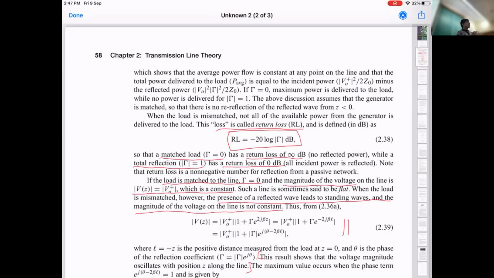But when I said that there is no perfect matching, you will never have a situation in reality where it is infinity. Of course, in calculations and theory you can have that. And if you have full reflection, then Γ is 1 and the return loss is 0 dB. Right? And then you can have values in between.